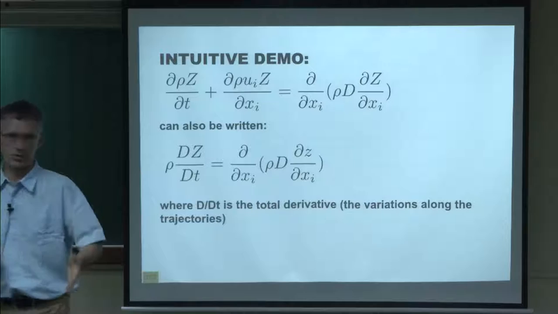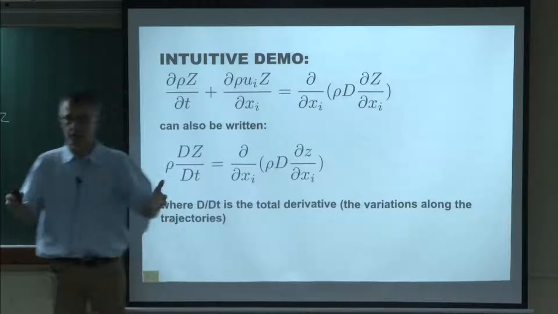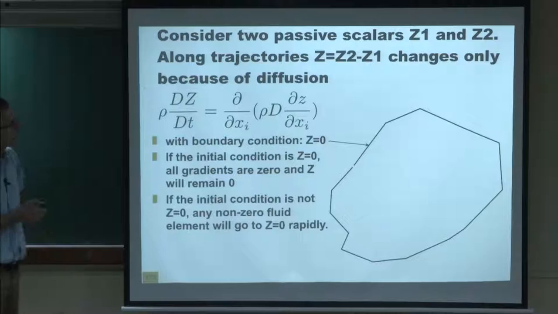You are convected in a domain. Every time you see someone who has a gradient of z, that's a big z, by the way, you exchange with him. So suppose now that you have two passive scalars, z1 and z2. If you construct the difference between these two, z2 minus z1, it is going to change only because of this process of diffusion, and on all boundaries it will be zero.